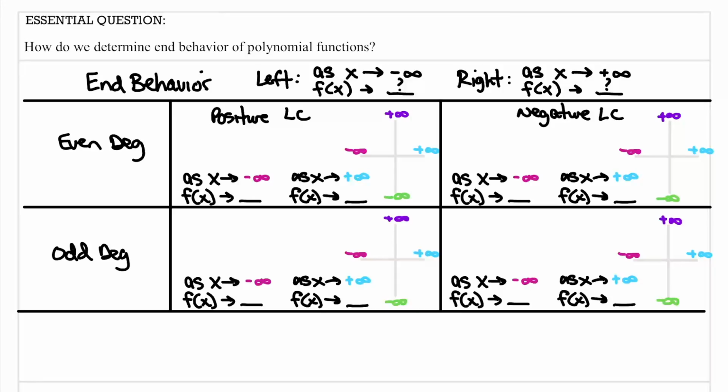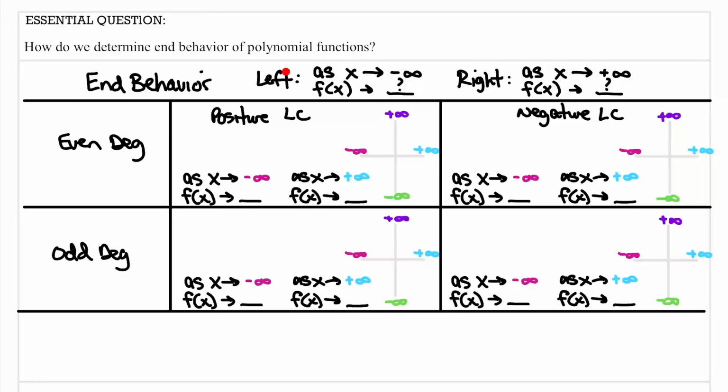This video is going to address and cover end behavior of polynomial functions. So we're going to look at how we determine the end behavior of a polynomial function. And with this one, we've got some stuff set up already. So end behavior is talking about what is happening to the graph as we go to the left and to the right on the x-axis.